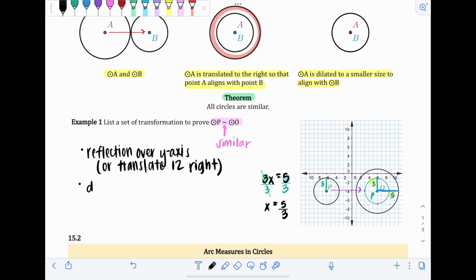So we would say dilate by a factor of 5/3. So first step, reflect or translate, and then second step, dilate by a factor of 5/3. One thing I will say is if you are going from a smaller object to a bigger object, like in this case our circle is getting bigger, your scale factor needs to be more than 1. If you're going down in size, your scale factor should be less than 1, so that's a way to check your work.